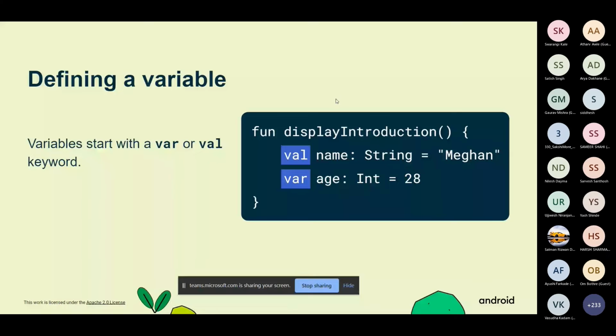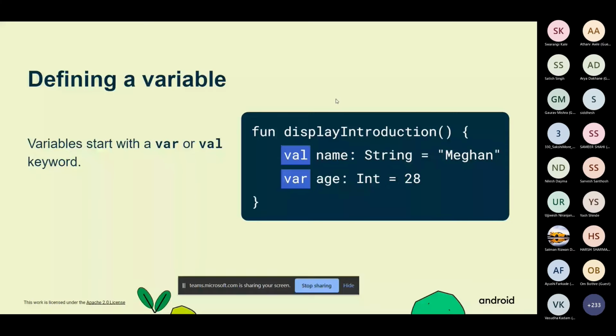So defining a variable. A variable starts with val or var, right? So function, display introduction, and val name, String, and the name, okay? And val age, Int, 28. So val, again I repeat, is used for the things which are not going to change, and var for the age which is going to change.